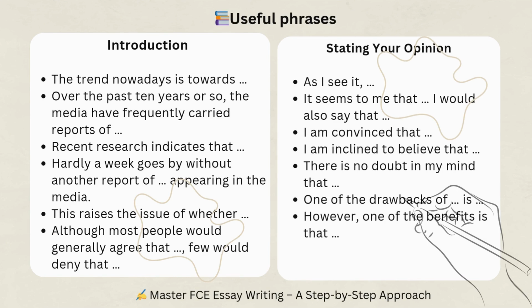Now, let's look at some useful phrases you can use in your essay to make it sound more natural and formal. For your introduction, try starting with expressions like "the trend nowadays is towards" or "recent research indicates that." These help set the scene for your topic. However, when it comes to stating your opinion, phrases like "as I see it" or "there is no doubt in my mind that" are great ways to clearly express what you think. Using these kinds of expressions will show the examiner that you have a good command of formal language, perfect for the B2 level.